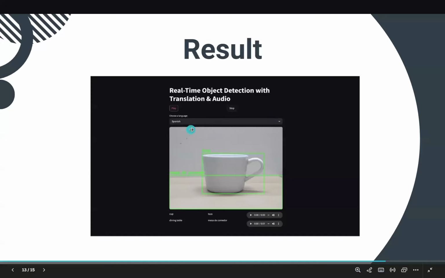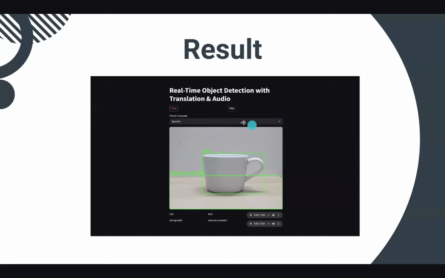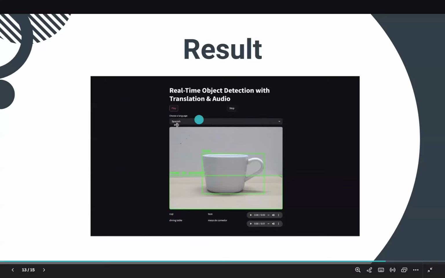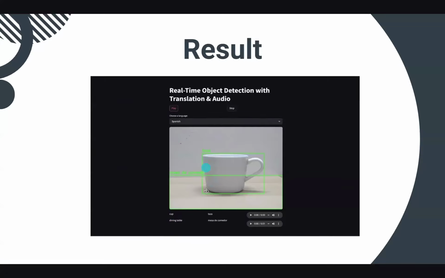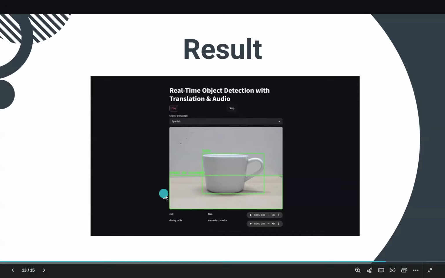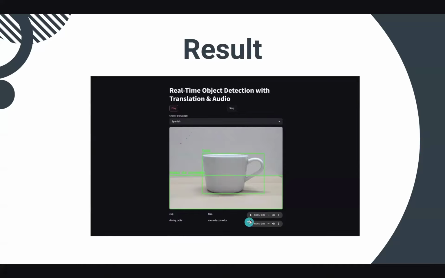In the interest of time, I have pasted a picture of our user interface. It is very simple. There's only play and stop. Play will allow the user to start their live camera feed. You can see here, we have selected the language Spanish and we placed a cup in front of the camera. We can see what the cup is called in Spanish and also there is a small audio. This audio allows us to learn how exactly the cup is pronounced in Spanish. Similarly, dining table.